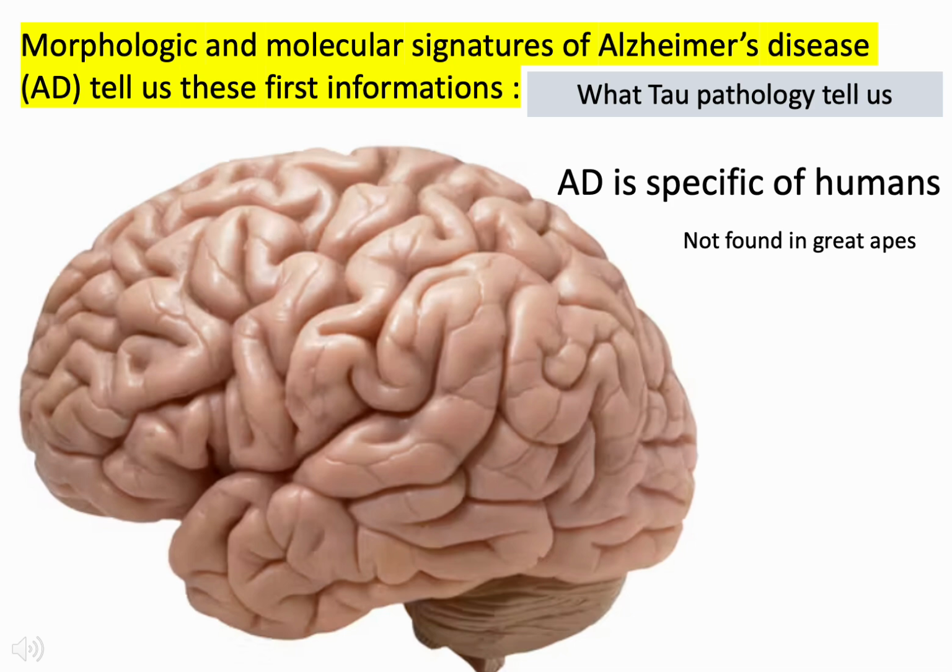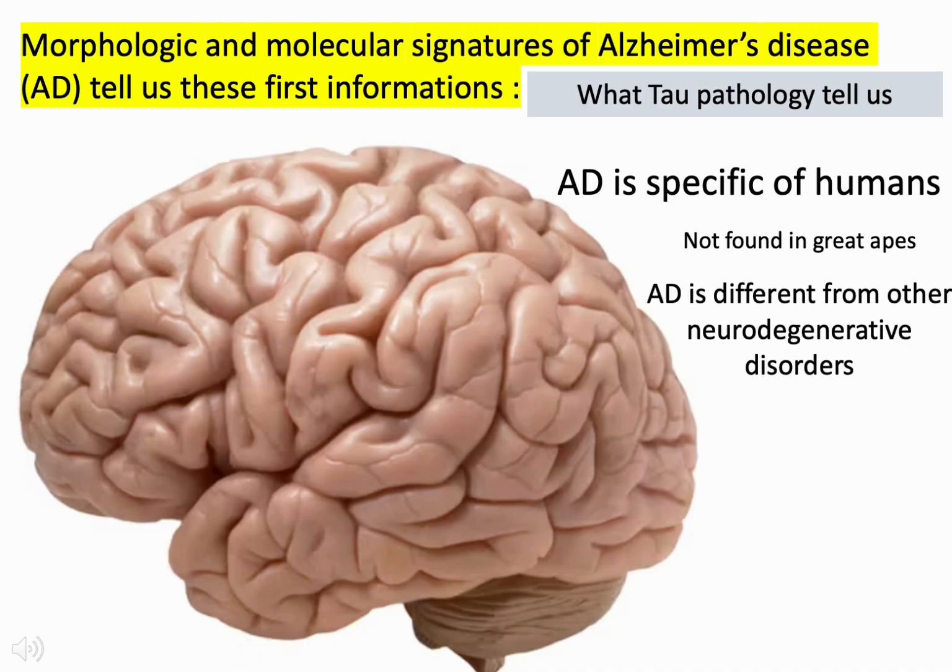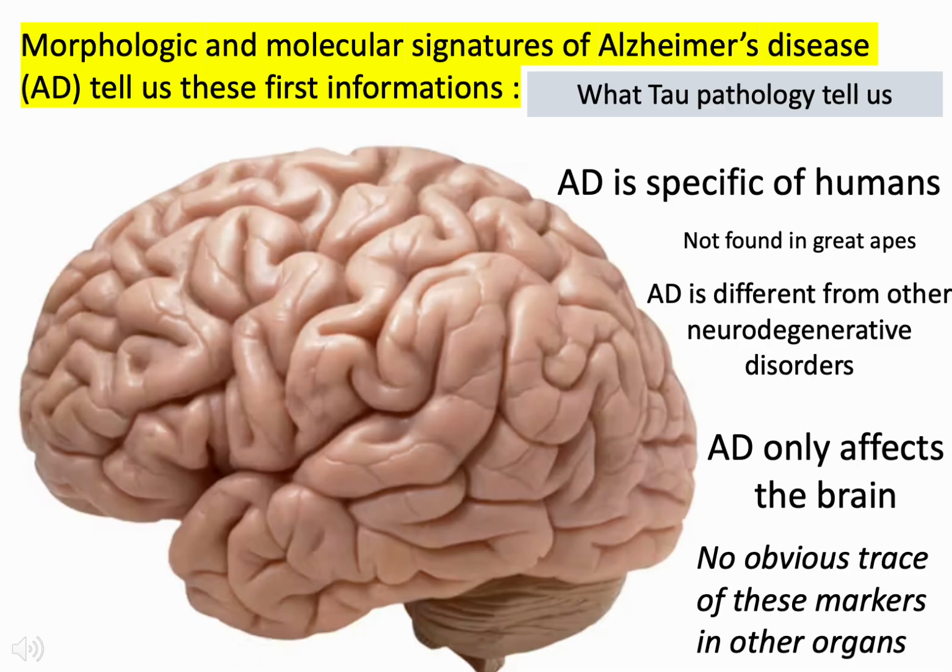Secondly, Alzheimer's disease is a specific type of dementia, different from other neurodegenerative brain pathologies, including Parkinsonian syndromes, frontotemporal dementias, and others. Finally, Alzheimer's lesions with aggregated tau proteins are not detected in other organs, which explains the difficulty in making a biological diagnosis.